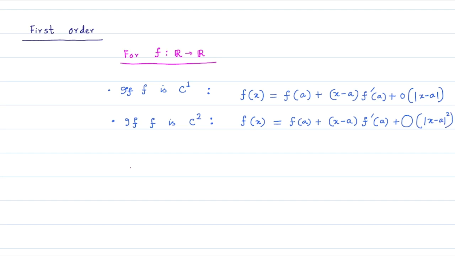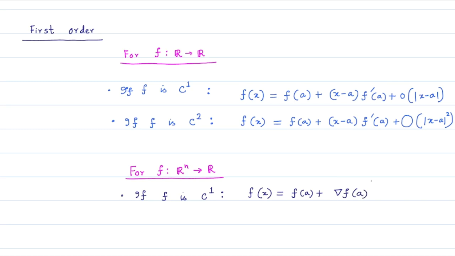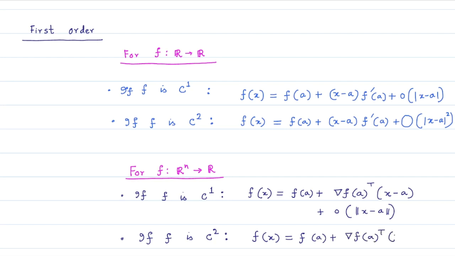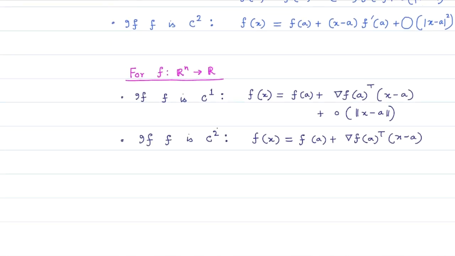Similarly, for functions of several variables, the first order Taylor's approximation for the functions that are C1, we will have f(x) equal to f(a) plus, this derivative will be replaced by the gradient of the function at A, its dot product with the vector x minus a, plus small o of norm of x minus a. If the function is C2, then f(x) can be written as f(a) plus gradient f(a) transpose (x minus a). But as here f is C2, we will end up with big O of norm of x minus a squared over here.